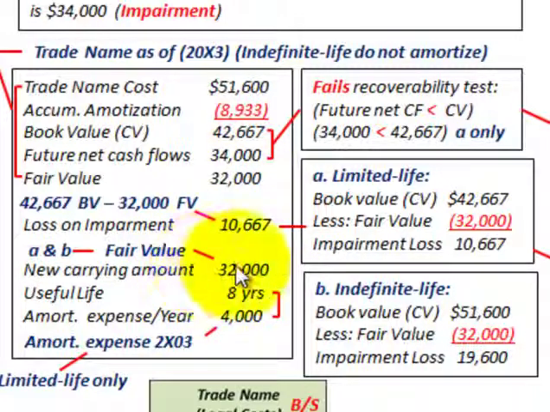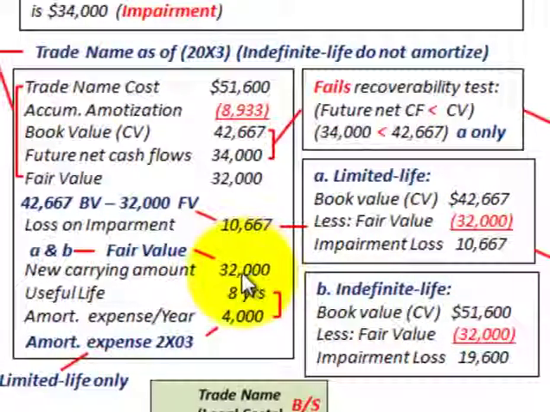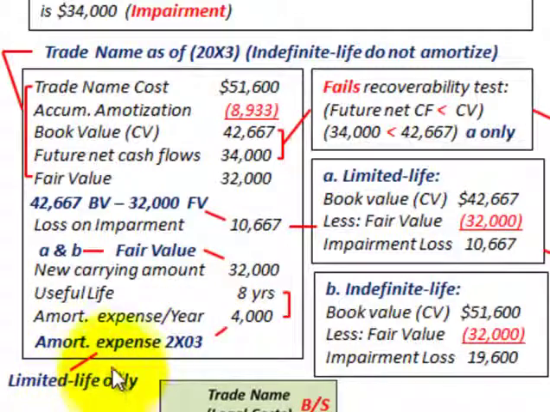In either case, we have this new carrying amount of $32,000. Now, if we expand this to calculate our amortization expense, again, this is only for the limited life asset. Just say there was a useful life of 8 years left. Divide that into the new carrying amount of $32,000. We're going to come up with an amortization expense of $4,000 per year for each of the next 8 years. Now remember, only for the limited life do we do this amortization.